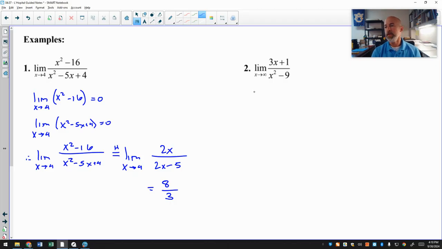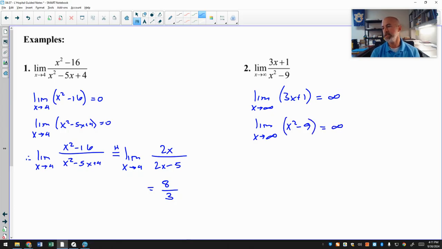In this one, if you look at numerator and denominator, if you plug in infinity, so we have 3x plus 1. And I shouldn't say plug in infinity. You can't really plug in infinity because it's not a real number. But the numerator is approaching infinity. My denominator, as x goes to infinity, is also approaching infinity. Infinity squared minus 9 would be infinity still. Therefore, we can apply L'Hopital's rule. This time I'm not going to write the original fraction. I'm just going to do the limit of the derivatives.